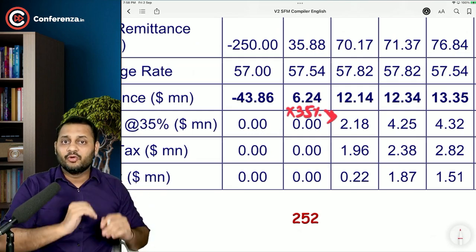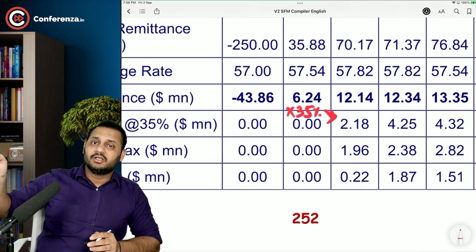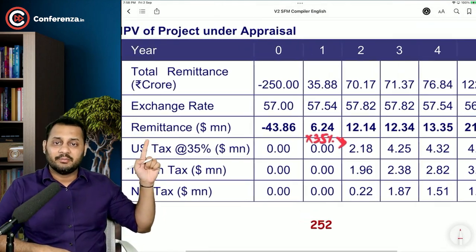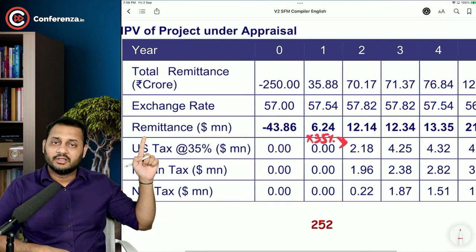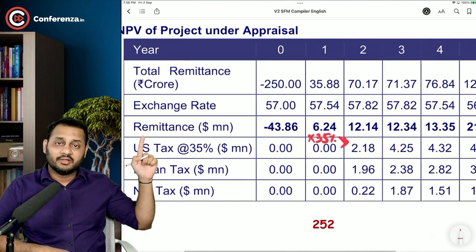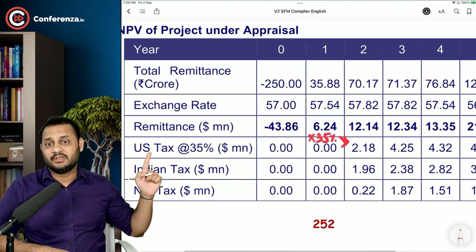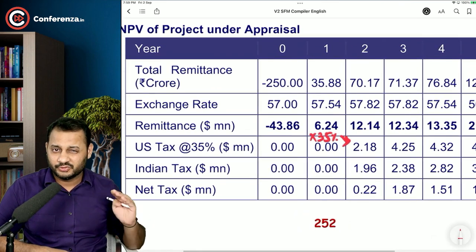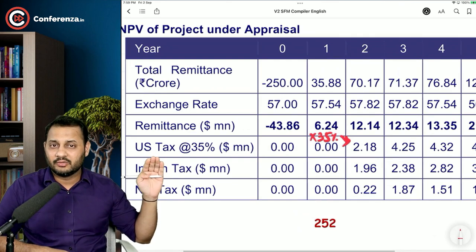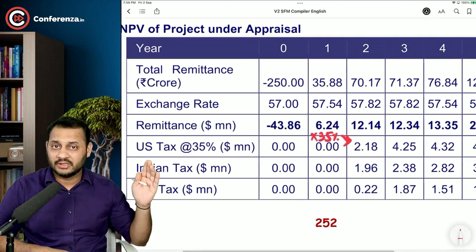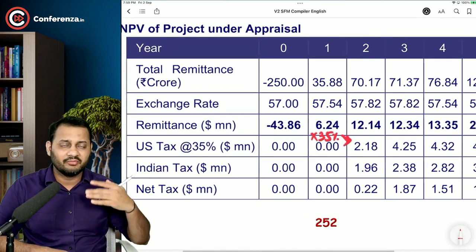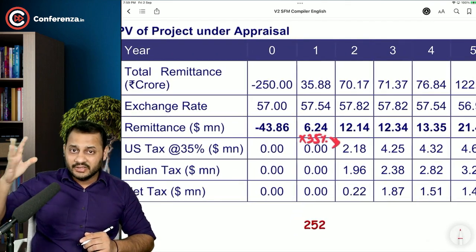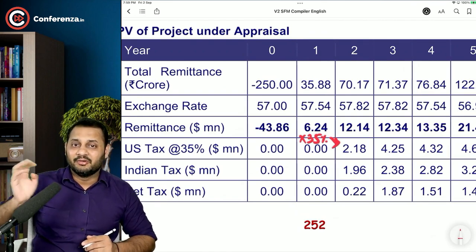So 6.24, the cash flow here, this is the complicated and ambiguous part, because 6.24 is the remittance that we are transferring to America, and tax in this question has been calculated on the remittance and not on the exact profit. So the calculation becomes difficult here and you can debate on that, and your point is also valid, but we cannot help it. It's better to leave such a question instead of studying it.